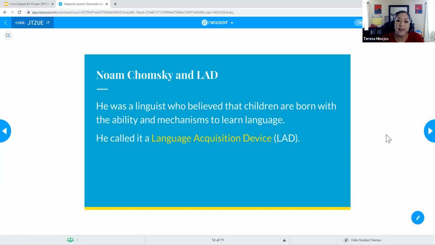So Noam Chomsky and the LAD: he was a linguist who believed that children are born with that ability. We talked about how humans have this ability to learn language, and he called it a language acquisition device, or an LAD. He believed that's what humans are born with, and that's how they're able to acquire language.